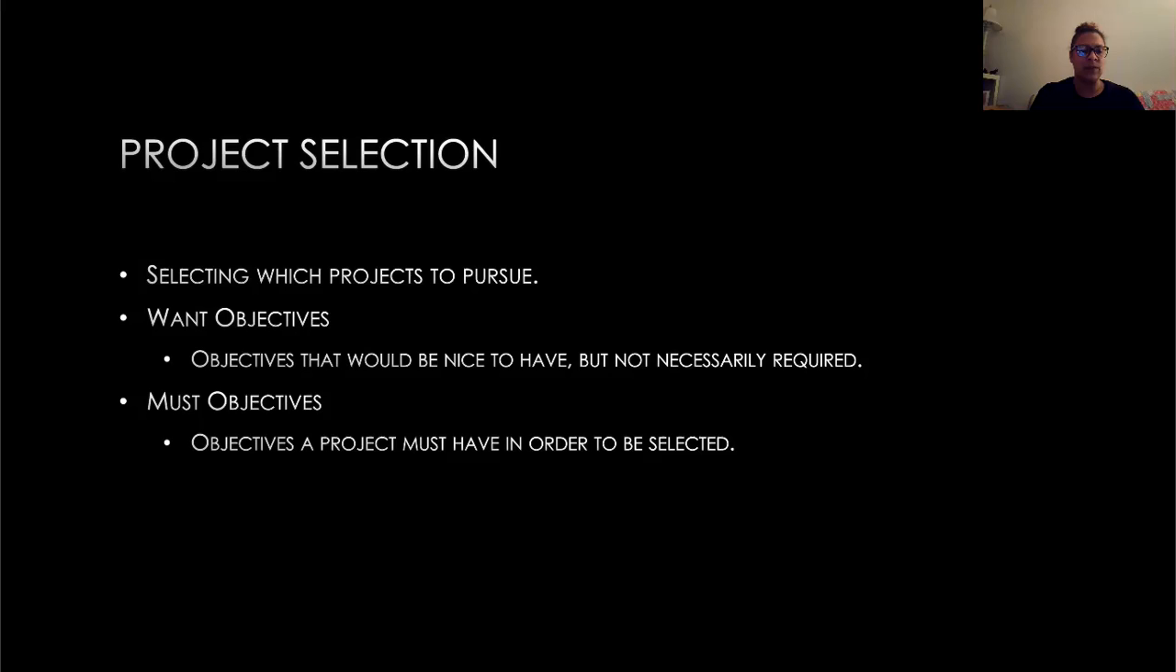A must objective are things that a project needs to have in order to be considered. This could be required time period to complete the project or a maximum project cost. Determining the must and want objectives are key to selecting a project.